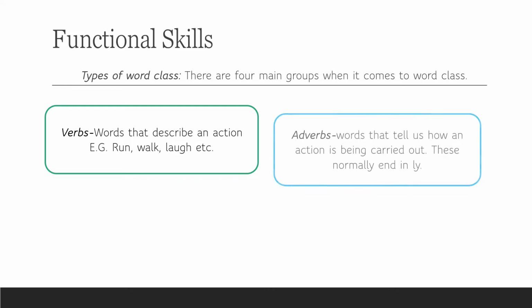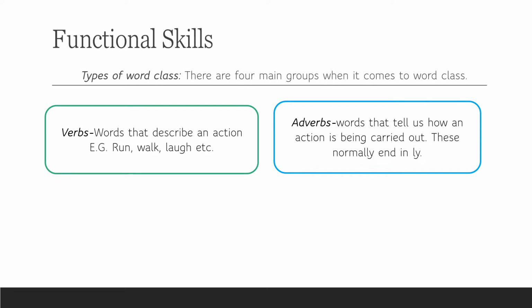The next one is an adverb. And the reason why I've used these two together is because verbs and adverbs, they're often seen in close connection or close conjunction to each other. So adverbs, these are words that tell us how an action is being carried out. And these normally end in ly. So if we think about running, you could say he ran, which still would be a verb. You could say he ran quickly. So ran would be the verb and quickly would be the adverb because it tells us in the manner of which they're carrying out the actual action.